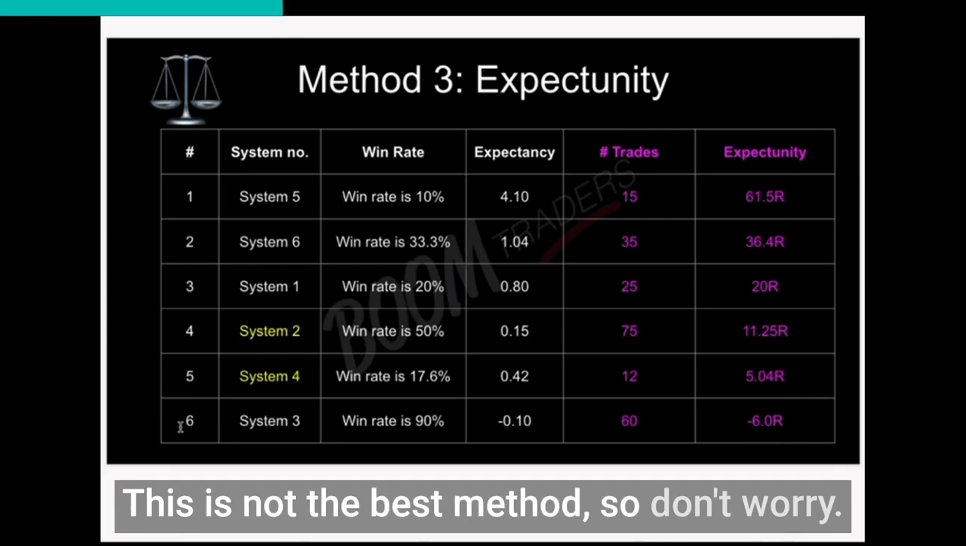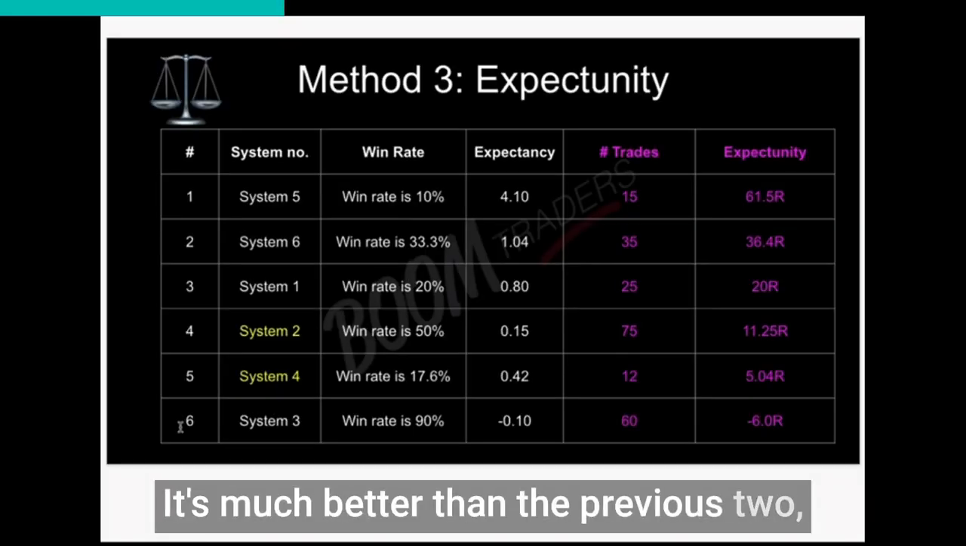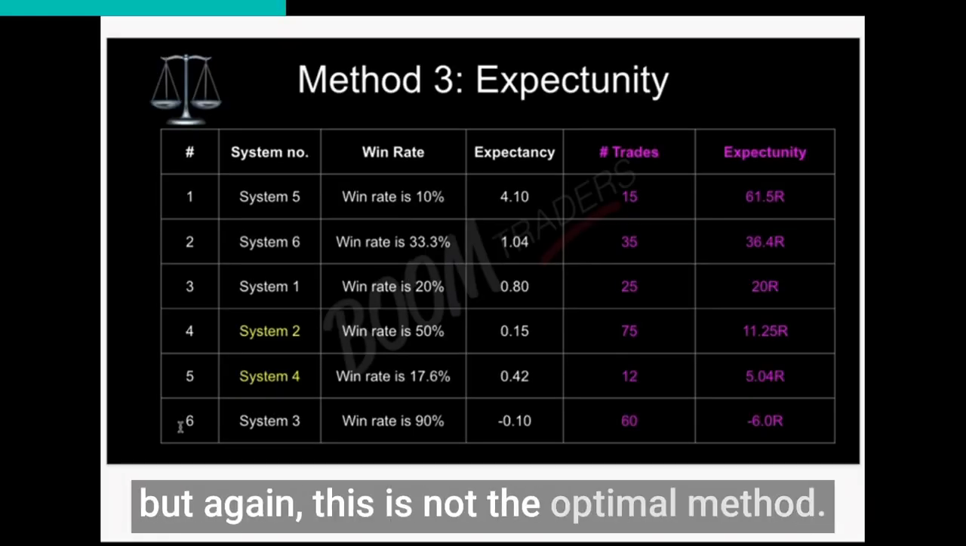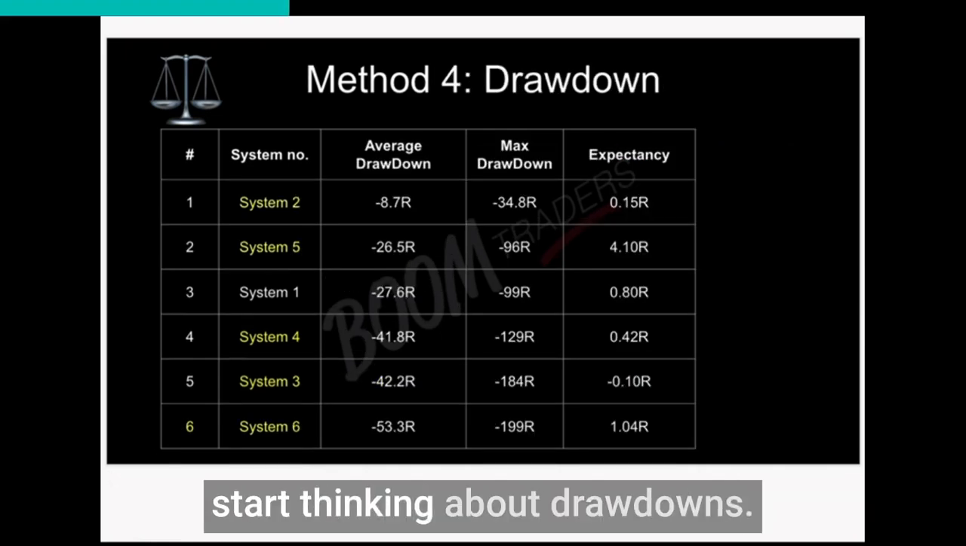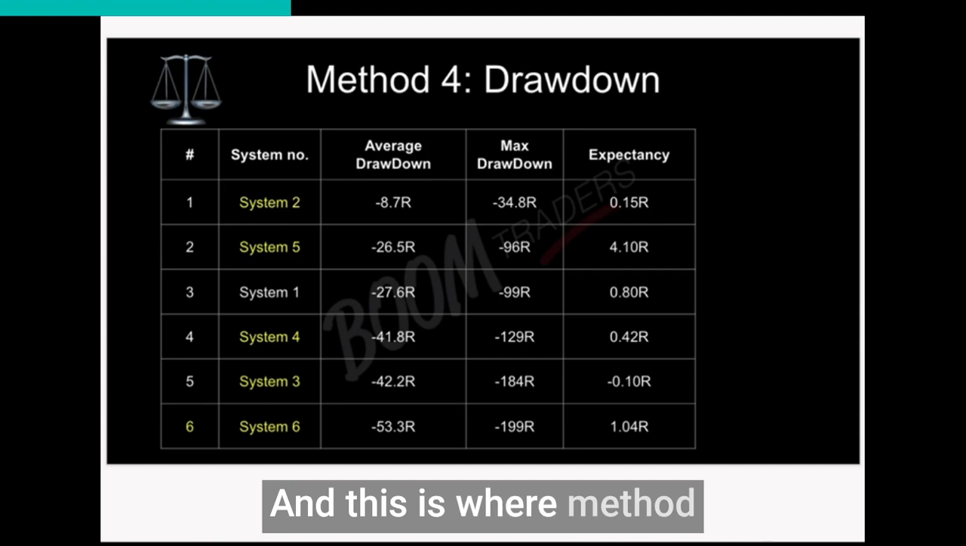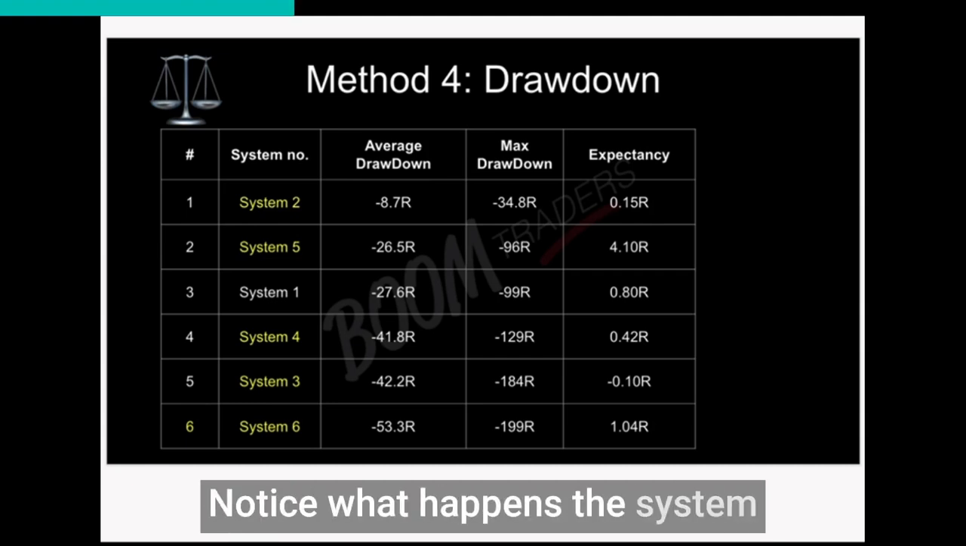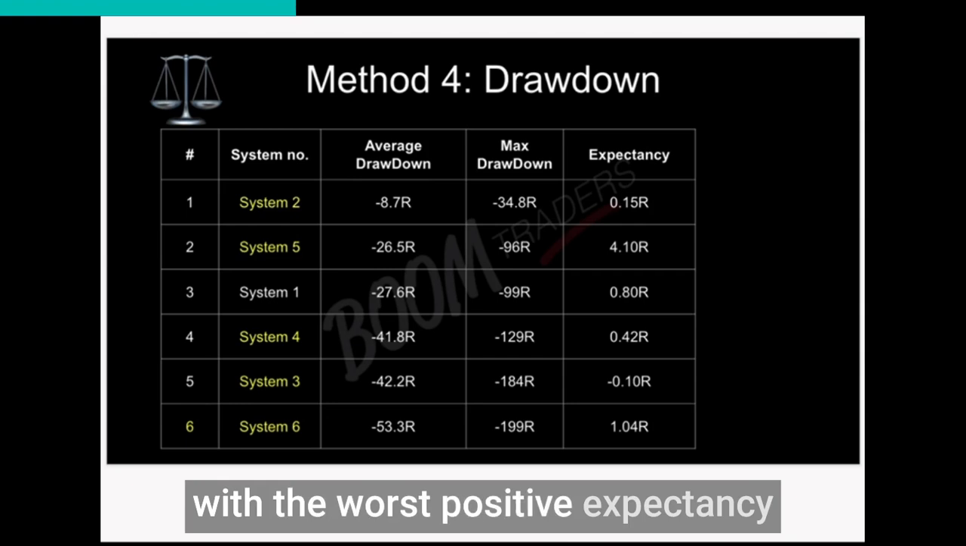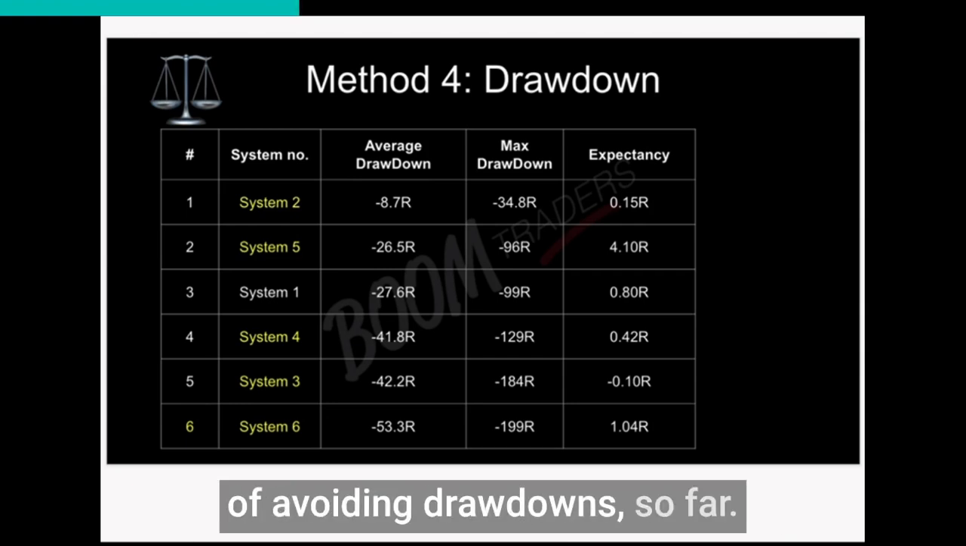This is not the best method, so don't worry, it's much better than the previous two, but again, this is not the optimal method. Now, from then on, we need to start thinking about drawdowns, and this is where method number 4 comes in. Notice what happens. The system with the worst positive expectancy becomes the best system in terms of avoiding drawdowns so far.